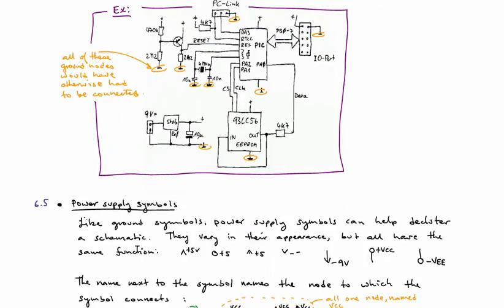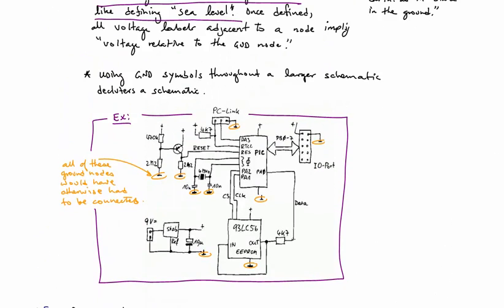Here's an example of a circuit that makes use of a ground symbol. They're just using a simple straight line for ground, but notice all the places in this circuit where there are ground symbols. If they had not used these ground symbols, they would have had to run a wire around everywhere here, and it would have gotten really cluttered, and the schematic would be less clear.